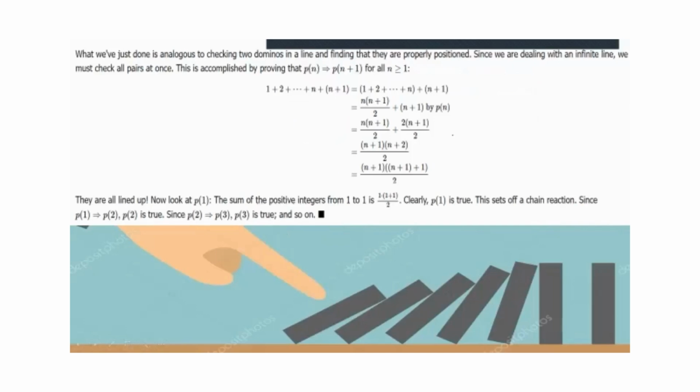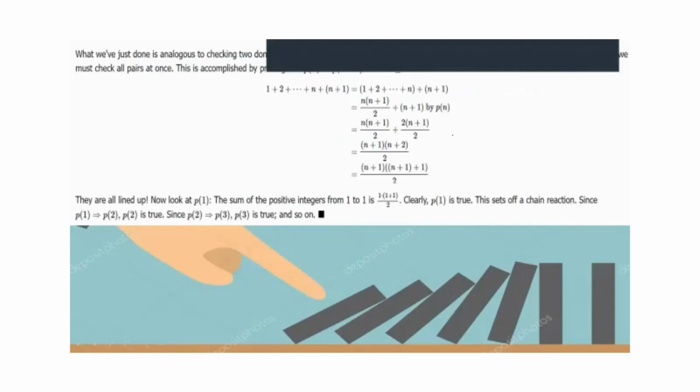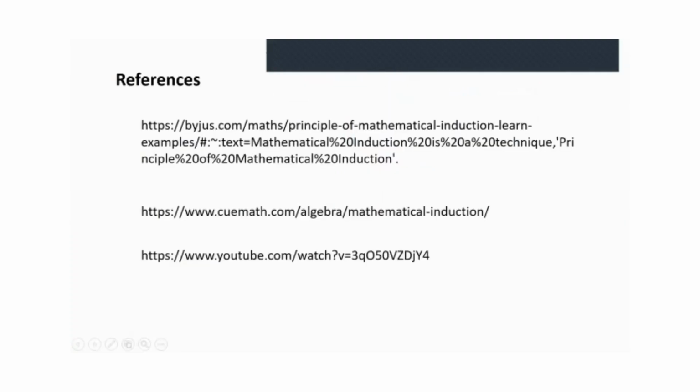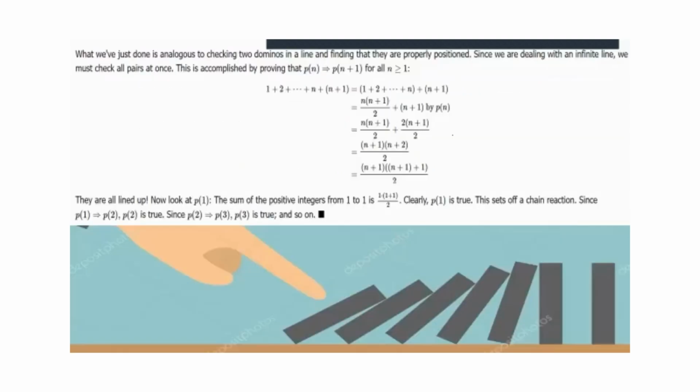What we've just done here is analogous to checking two dominoes in a line and finding that they are properly positioned. Since we are dealing with an infinite line, we must check all pairs at once. This is accomplished by proving that P of n implies P of n plus 1, which is true for all n greater than or equal to 1. So this is the formula. By proving that, we can say that they are lined up.